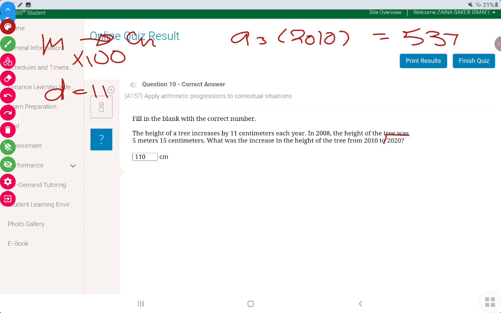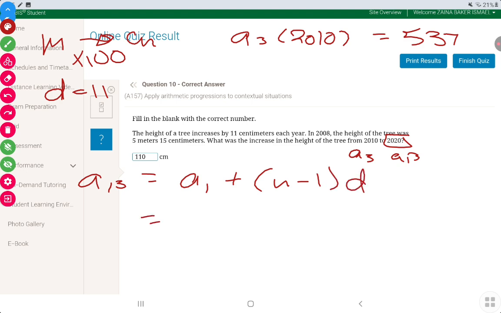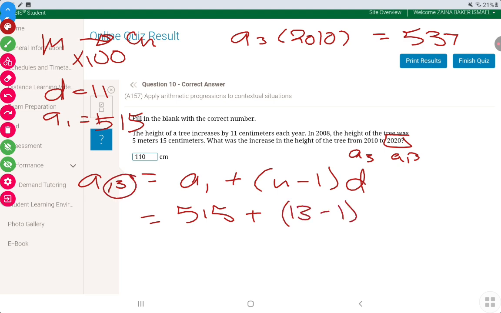Now we need to find the height in 2020. If 2010 is A3, then 10 years later is A13, which is 2020, 10 years later than 2010. So 2020 is A13. So to find what A13 is equal to, we use the equation. A1 is 515, plus n, the small number over here, 13, minus 1 times d, which is 11.